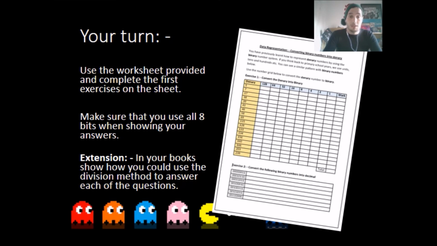There are some worksheets available. Some of your teachers may give you different worksheets, but these are worksheets that I've given to my students, and they will have access to those.